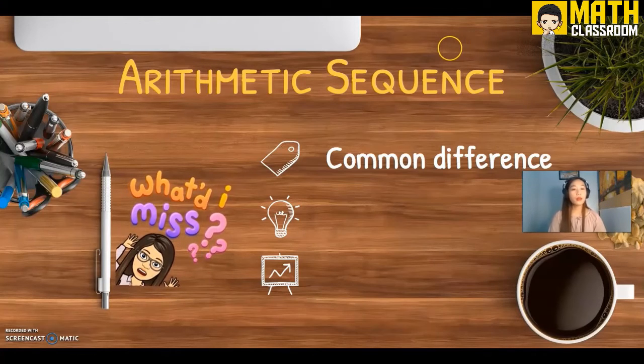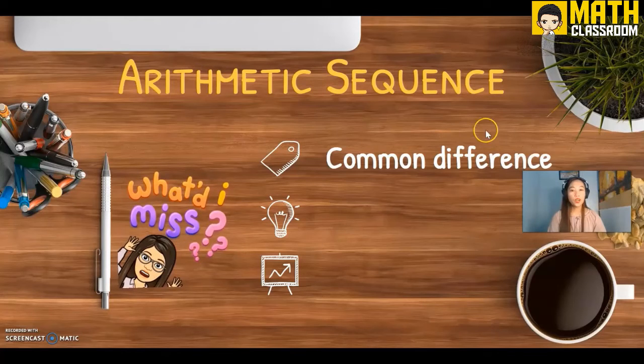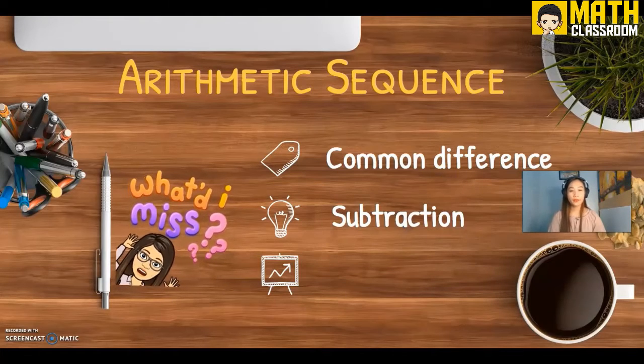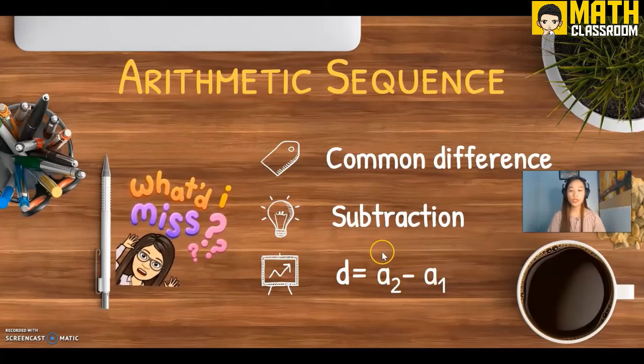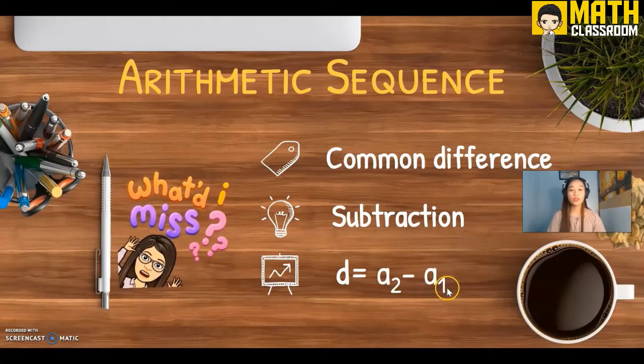Now, in this word, common difference, what operation will we use in finding the common difference? Okay, yes, it's obviously subtraction from the word difference. Now, from last week, we represent common difference as small letter d. And we have here d equals a sub 2 minus a sub 1, which means that the second term is subtracted by the first term. So it does not mean that you will only do it once, just for the second term and the first term.